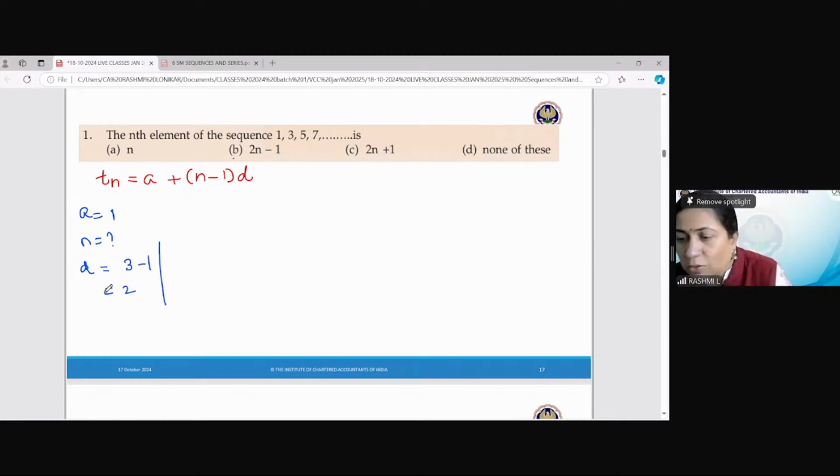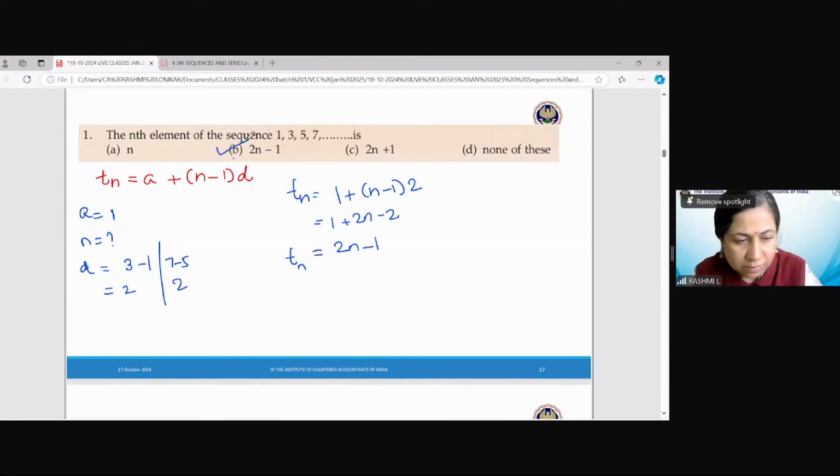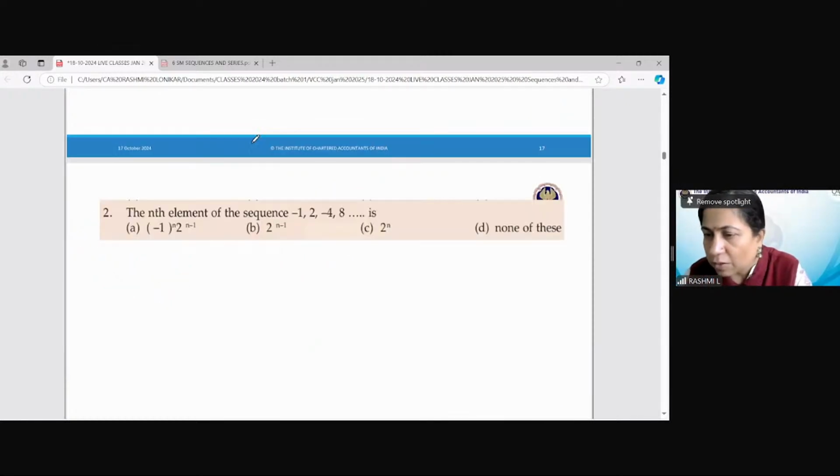You should always cross check this. So 7 minus 5 is also equal to 2. So I will substitute over here. I get Tn is equal to 1 plus (n minus 1) into 2. So this is equal to 1 plus 2n minus 2. I expand the bracket, so this gives me 2n minus 1. So the nth term is 2n minus 1, and B will be the correct answer. Okay, simple.